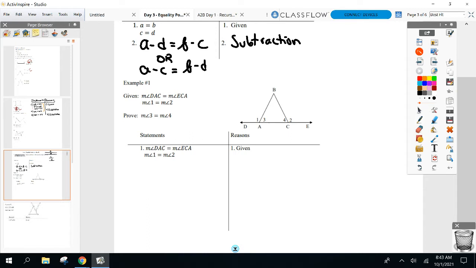I make it too easy on you guys. I write the givens in for you. Make it too easy on you. And 3 is congruent to 4 now. Okay. Take a breath.